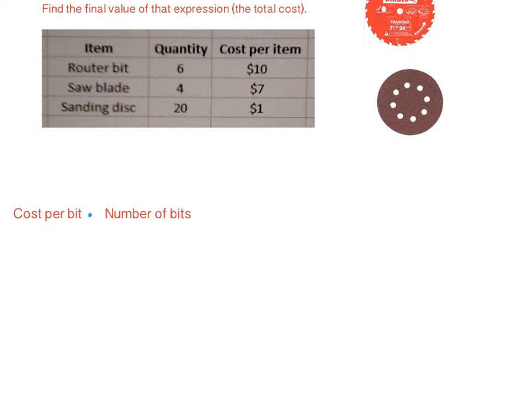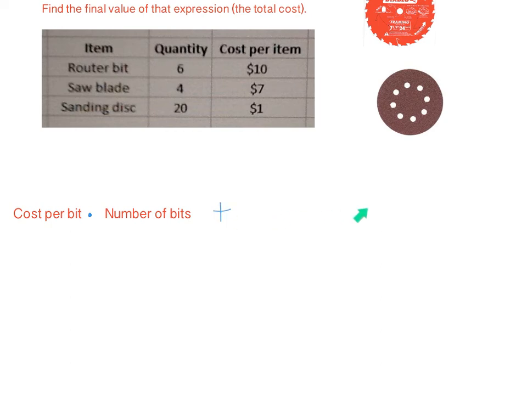Okay. All right, just like that, right? The cost per bit times the number of bits that I need. Now, could you flip it around to the number of bits times the cost per bit? Absolutely, okay? But now we got some other things, right? They're not just buying router bits, they're buying saw blades and sanding discs as well. So the cost of the router bits would be added to the cost of the saw blades, right? And then add that to the cost of the sanding discs.